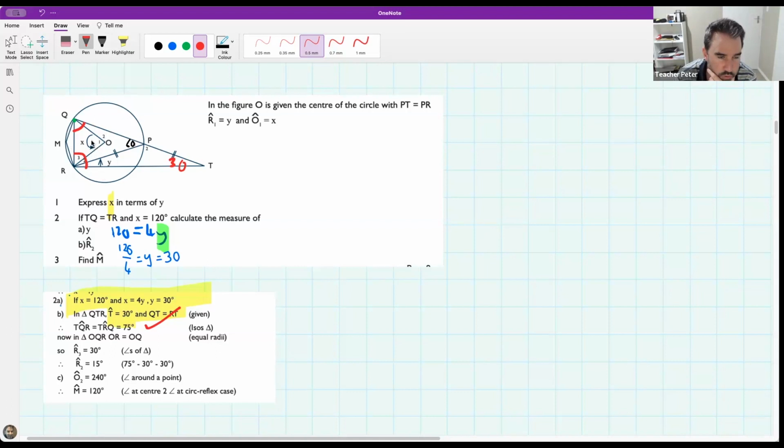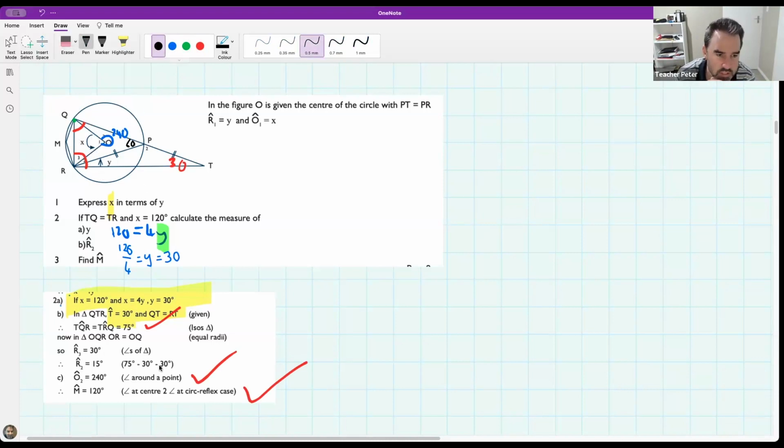Now, we had worked out that this was 120, so the angle at the center was 120. Now, O2 is going to be 240. That's what I didn't pick up. So this one here would be 240, so let me write that in. 240. And then this one was 120. Oh, I'm running out of space.